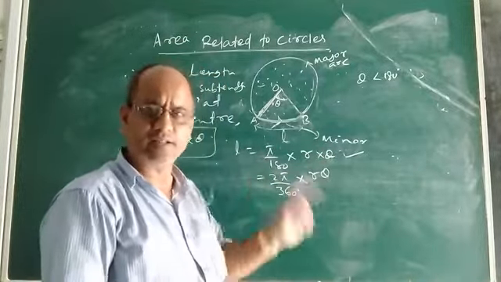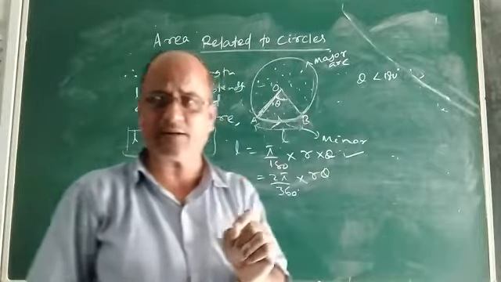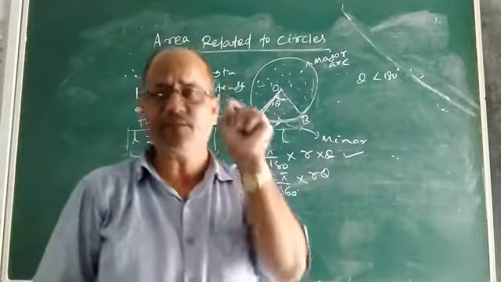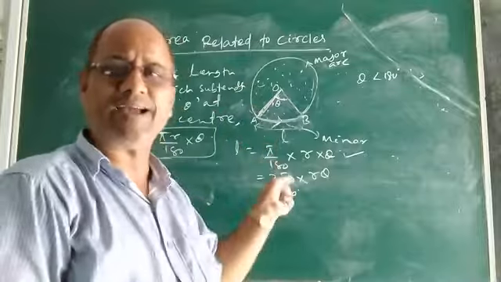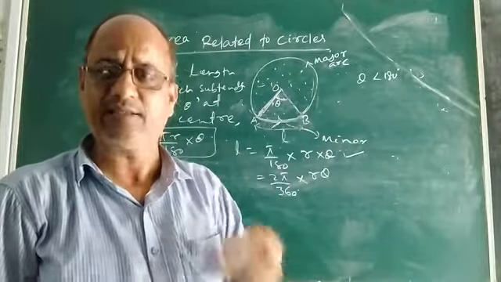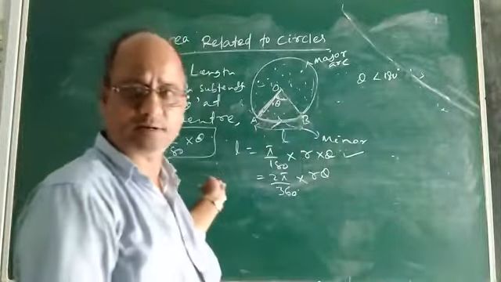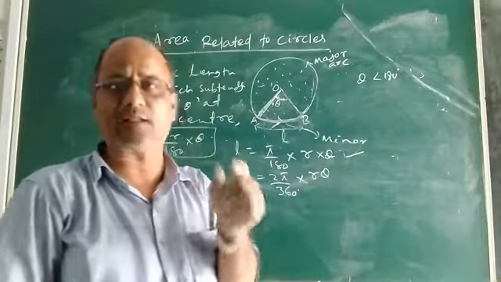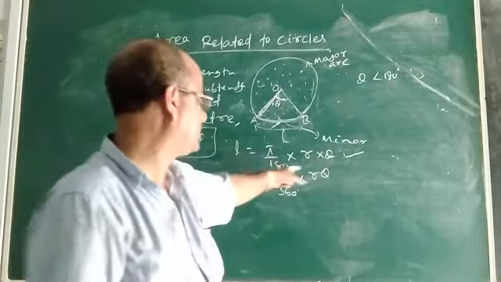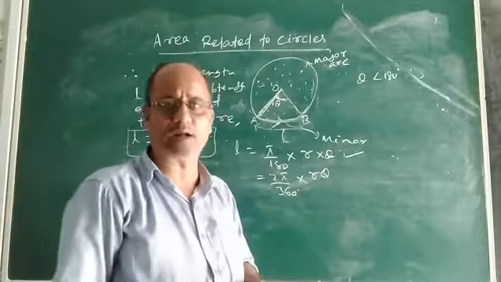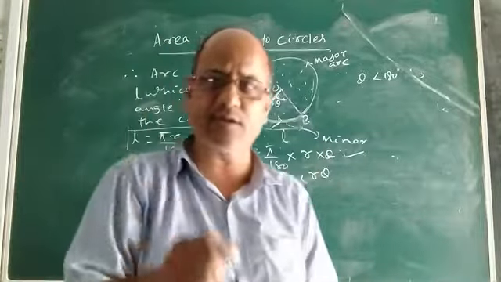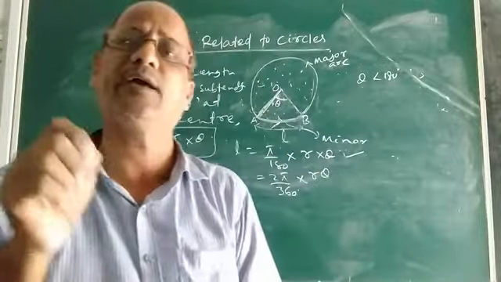Okay, children, in this class we came to know the concept of sector, then minor sector, major sector, etc. Then how to find the arc length or length of arc of a sector, by using the formula pi by 180 into r into theta. In the next class, we are going to discuss the formula for area of sector.